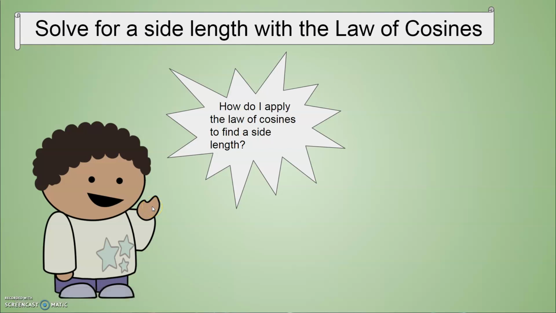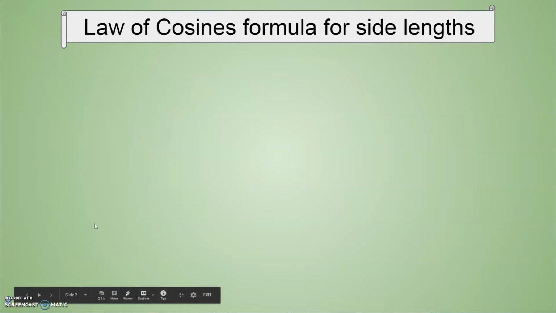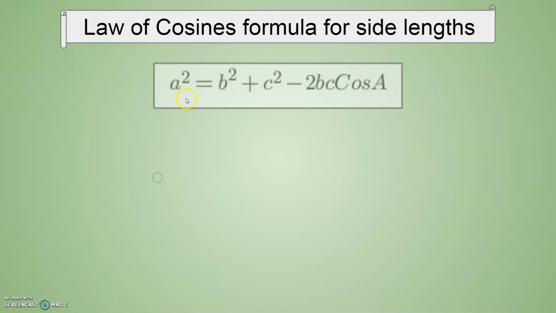Hello, my name is Calvin Pham, and today I'll be helping you solve for a side length with the law of cosines. First, we must find the law of cosines formulas for the side lengths. For this formula, we have a squared equals b squared plus c squared minus 2bc cosine a. This formula is used to find side length a.